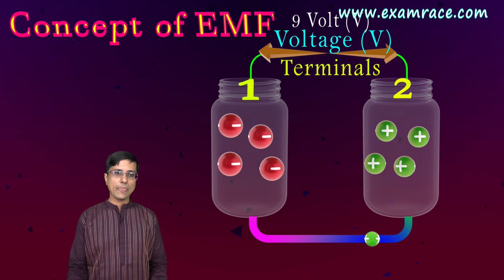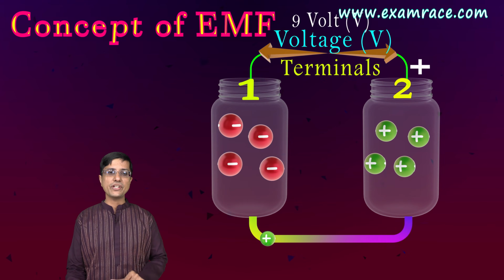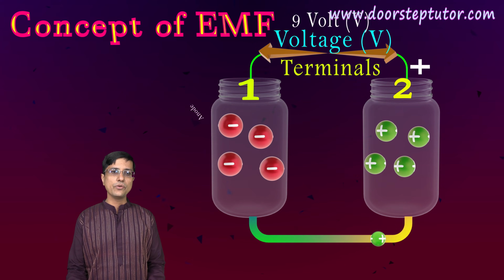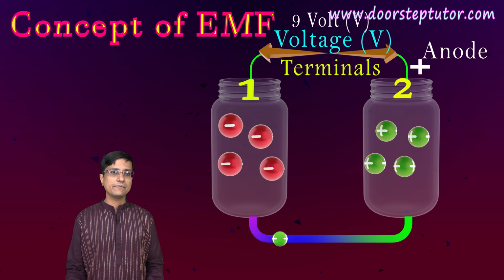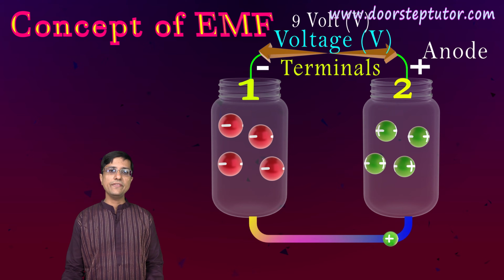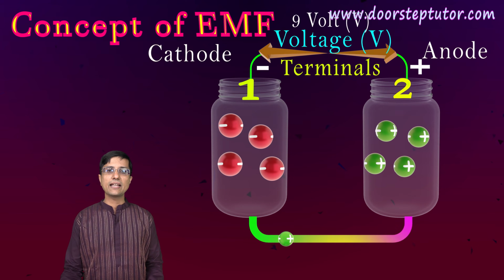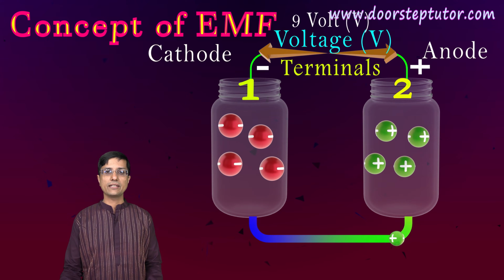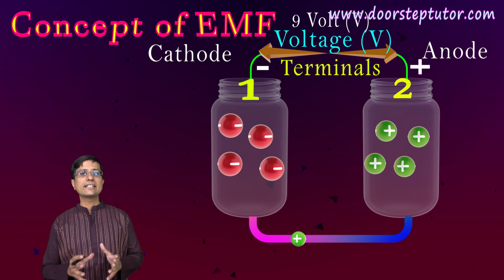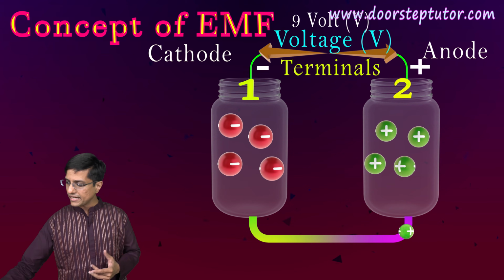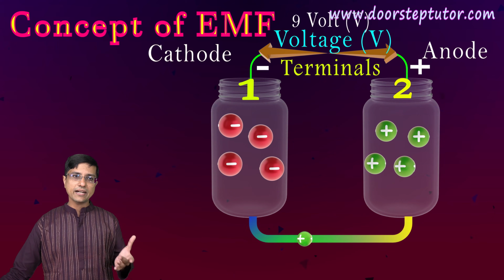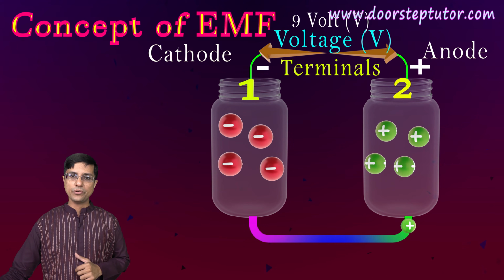The terminal which is positively charged, the positive terminal, is known as the anode of the battery, and the negative terminal is known as the cathode of the battery. When I connect the anode and the cathode, I can get electric current, and the current flows from anode to cathode.